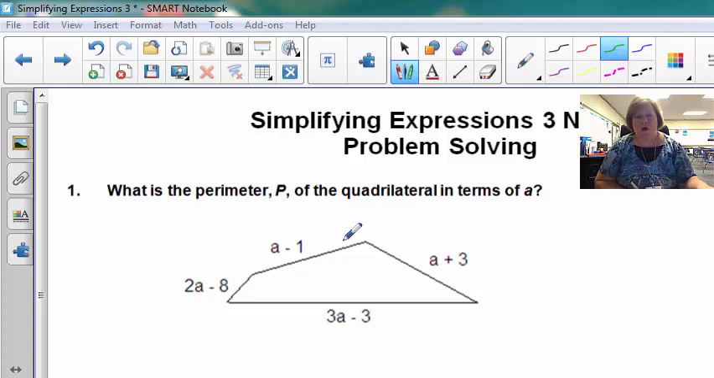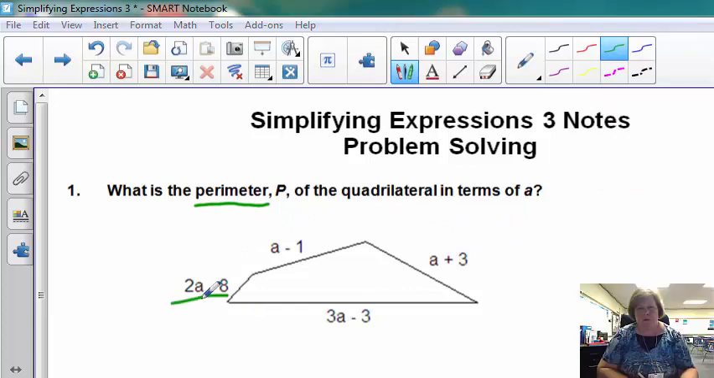Alright, so this first problem says, what is the perimeter P of the quadrilateral in terms of A? So the quadrilateral is this shape. Remember, it's just a four-sided shape, and we want to find perimeter. We have to remember that perimeter is the sum of the sides. So we want to add all these sides up. So we just write that down.